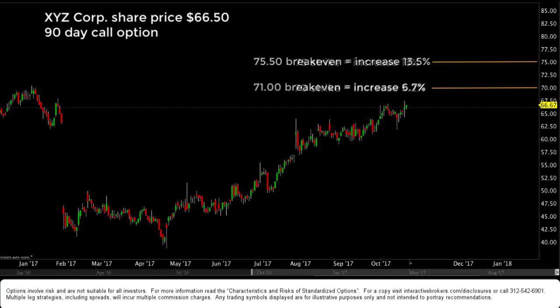And so if the investor paid a $1 premium for the right to buy shares at $70 at or before expiration, because the break-even price is calculated by adding the cost of the premium to the strike price, the shares must rise to $71 or 6.7%. Likewise, in order to reach break-even at the $75 strike, its shares must rise by that additional 50-cent premium or by 13.5%. The investor is now faced with deciding which option is most likely to pay off in the event that he is right.